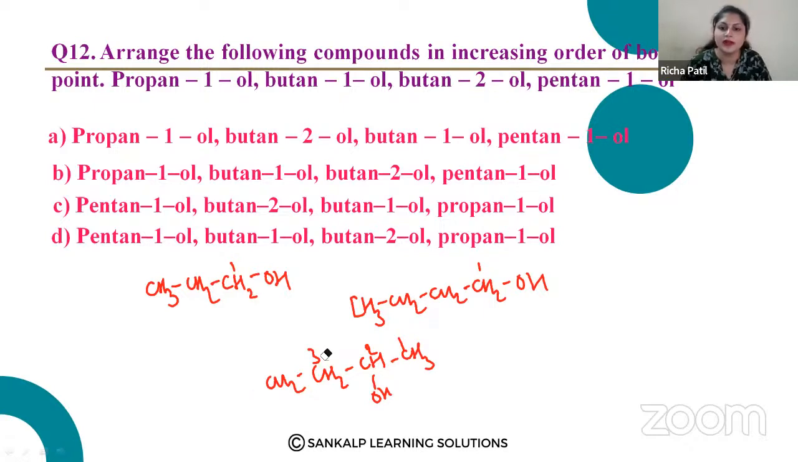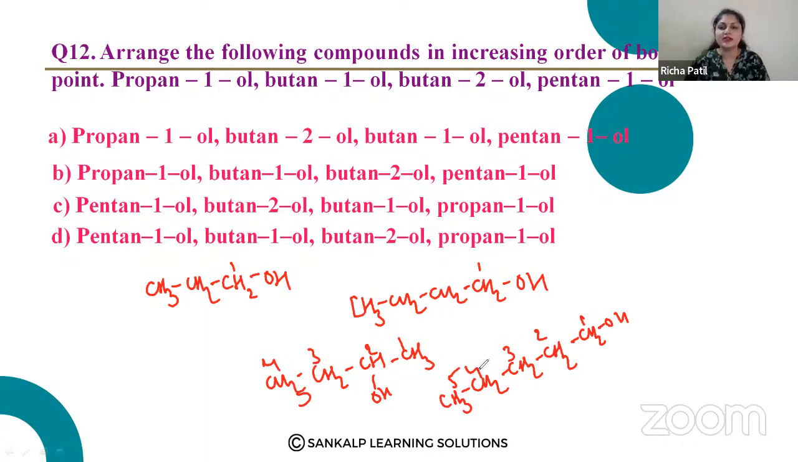Okay, so it will be your CH3, CH2. So this is 4. Okay, 2-butanol. Then pentanol is what? CH3, CH2, CH2, CH2, CH2, OH. Okay, so 1, 2, 3, 4, 5.